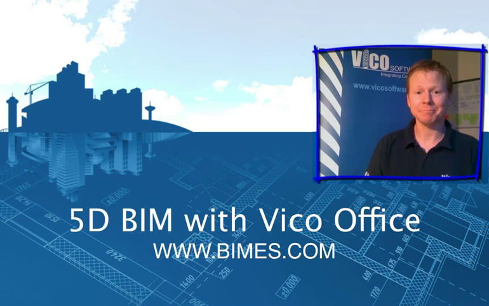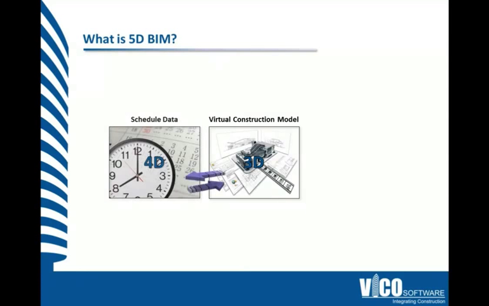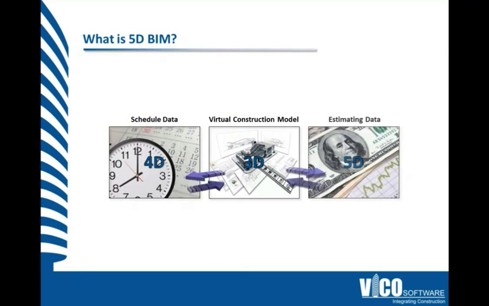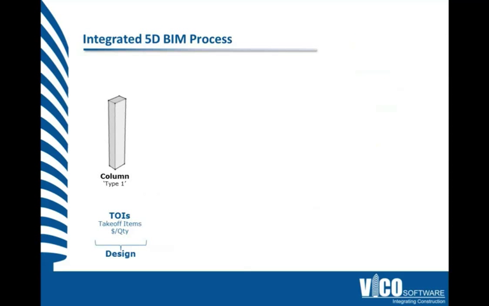Hope you enjoy it. As we live in a 3D world, most people can appreciate what 2D and 3D are. The fourth dimension is time, the scheduling data, and the fifth dimension is cost, estimating data. At Vico, we integrate all dimensions into one database, and this allows us to see how a change in one of the dimensions affects the others. The process is simple, almost obvious actually, and yet extremely powerful at the same time.